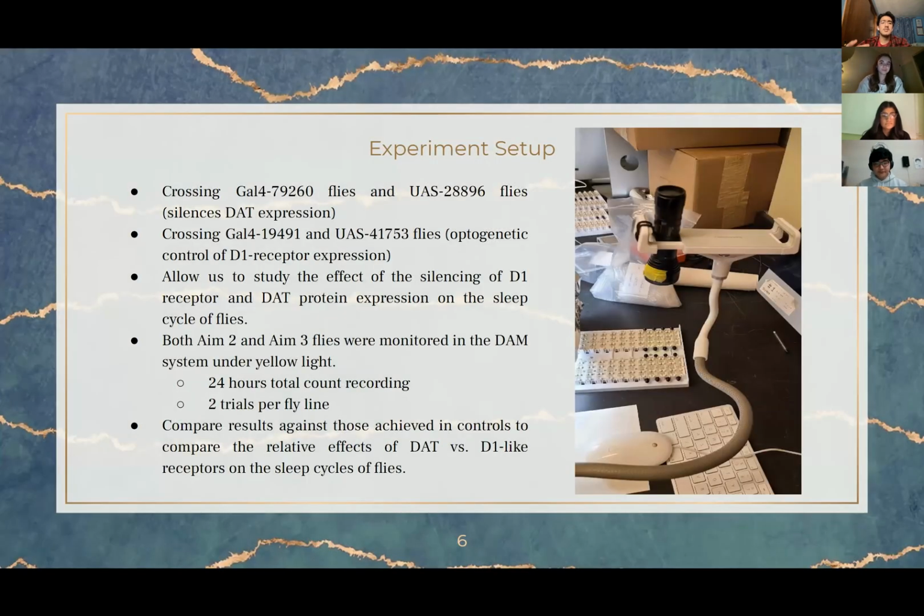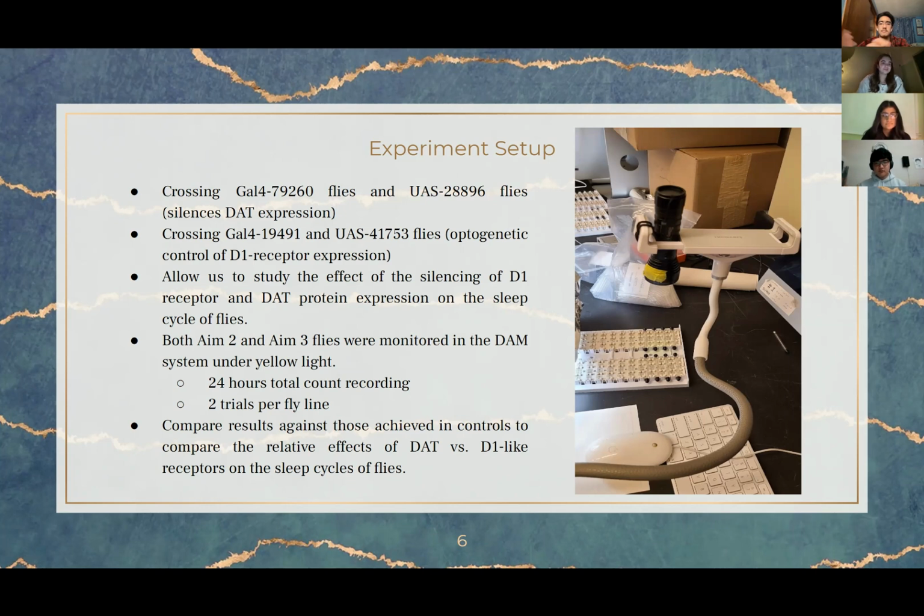So in order to study these two systems, we created two separate crosses. Our first cross was done by crossing the GAL4 79260 flies with the UAS 28896 flies. And this created a fruit fly cross that had the expression of the DAT protein silenced. And then we created another fly cross with GAL4 19491 and UAS 41753 to create a cross that allowed us to optogenetically control the D1 receptor expression.